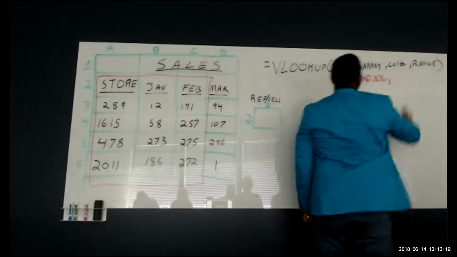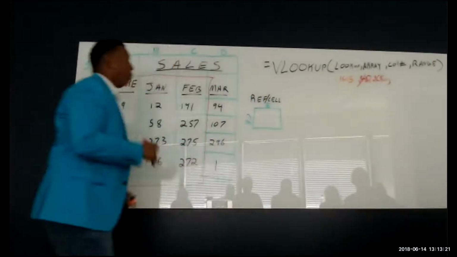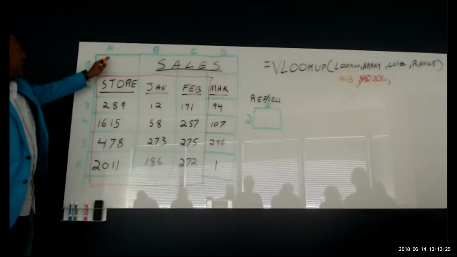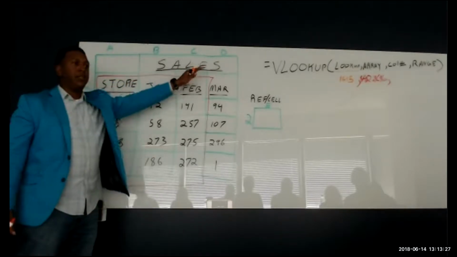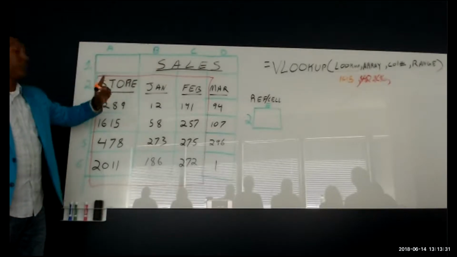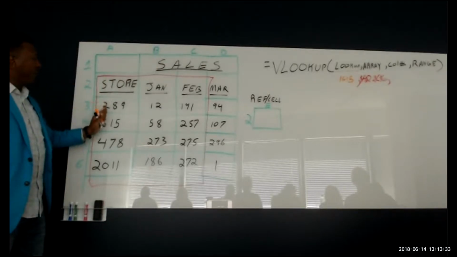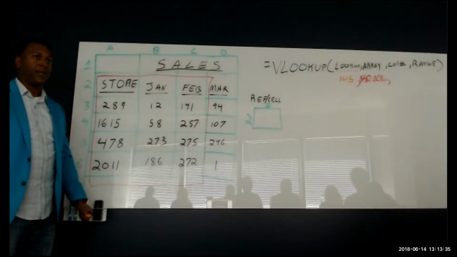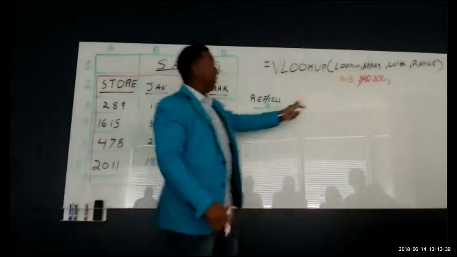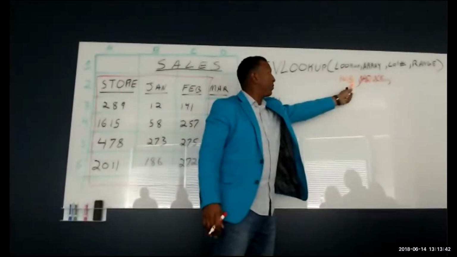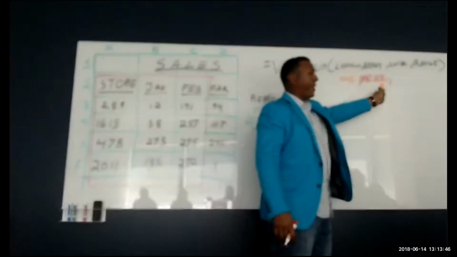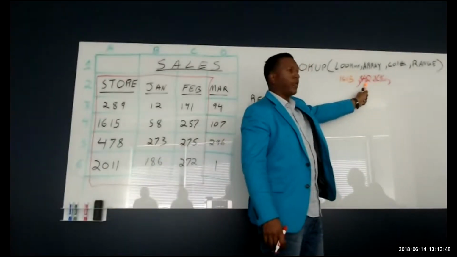Now, the column number. What Excel is asking for within the column number, it's not asking for A, B, C, or D. It's not asking for that because those are letters. It's asking for the number of columns within the box that you want it to find. So we told Excel we want store number 615. We told it where to find it, where 615 is the far left column.